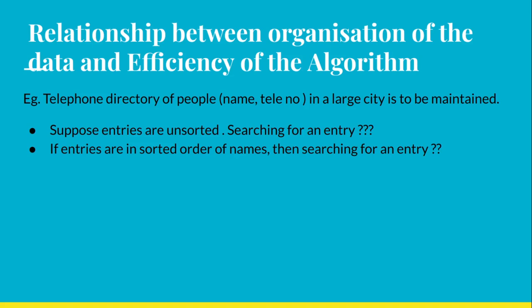Relationship between organization of the data and efficiency of the algorithm. For example, a telephone directory of people containing name, telephone number, etc. in a large city is to be maintained. Suppose the entries are unsorted, then how will we search for an entry? If the entries are in sorted order of names, then searching for an entry is different. So these are two cases. I can understand if the entries are unsorted, it will be harder, and if it is sorted, it will be easier.